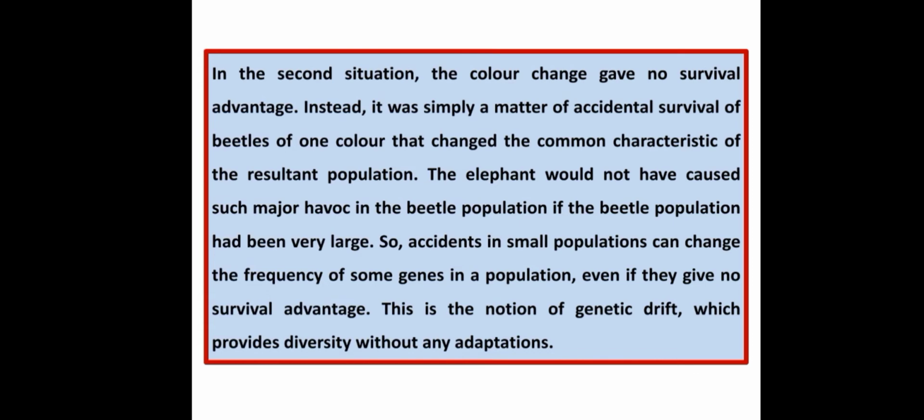The elephant would not have caused such major havoc in the beetle population if the beetle population had been very large. So, accidents in small populations can change the frequency of some genes in a population, even if they give no survival advantage. This is the notion of genetic drift, which provides diversity without any adaptations.